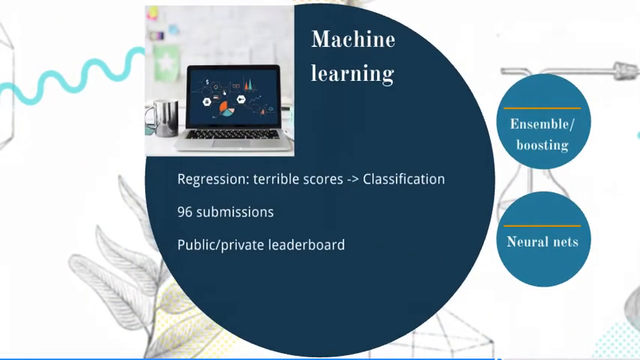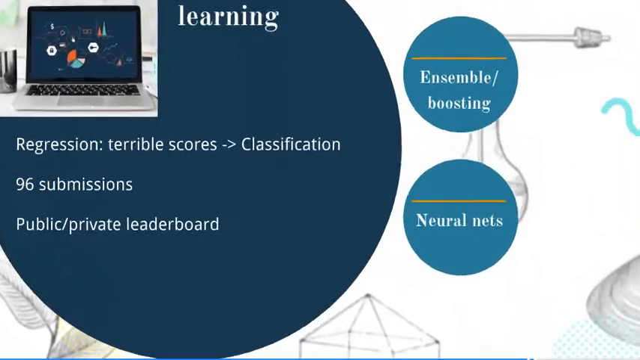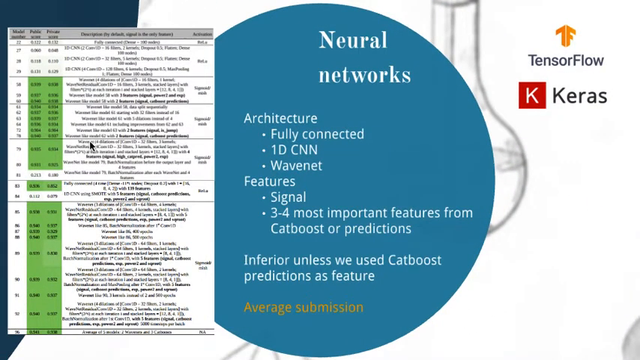All right, the second type of models was neural nets. And again, this is a lot of submissions. Really quickly, we tried a bunch of different architectures. We used TensorFlow and Keras to do a fully connected model. That one was with all the features. It didn't go too well. We did 1D CNN. Since it's a time series, we thought it would be the best architecture, and that wasn't great. But then we switched to a WaveNet.